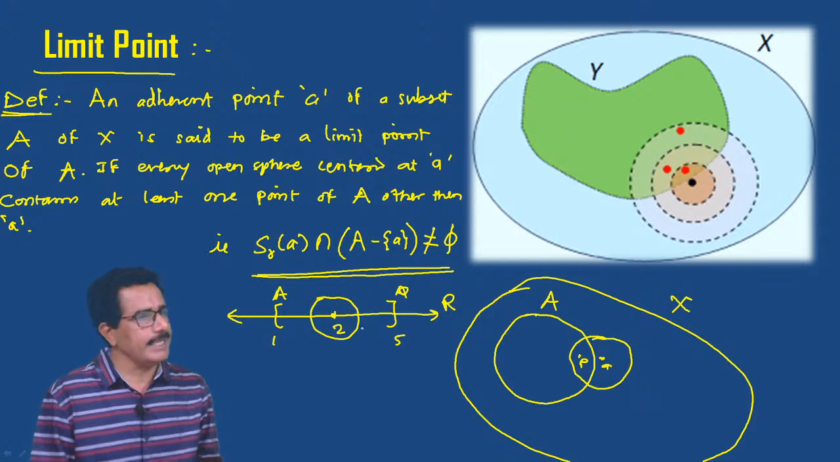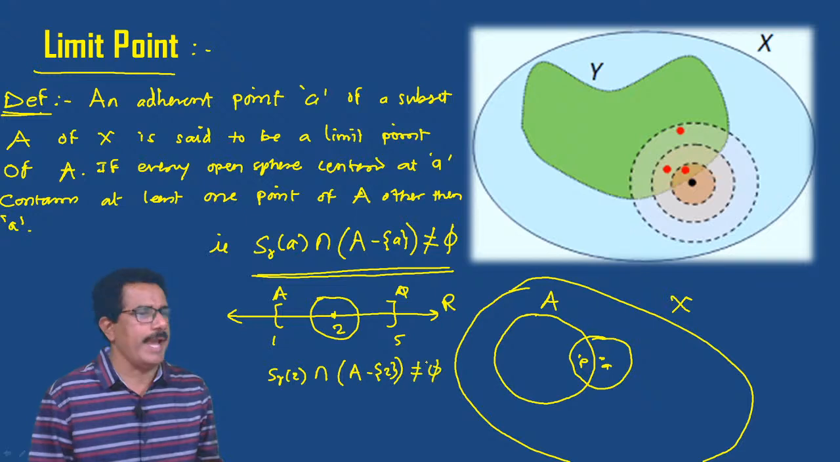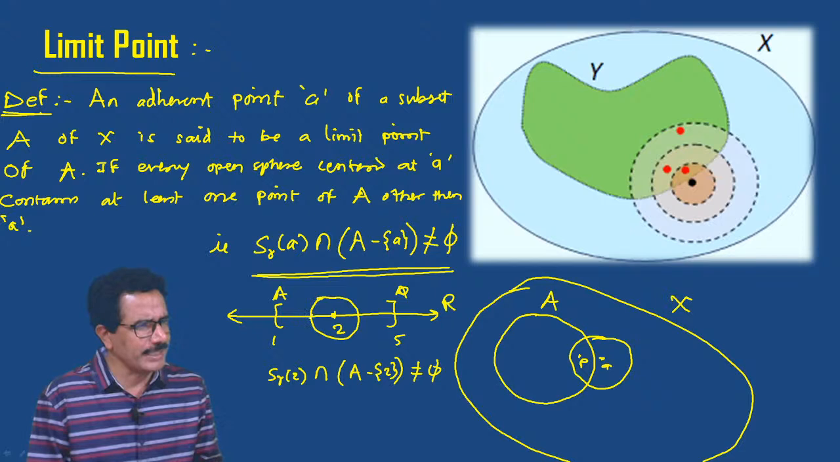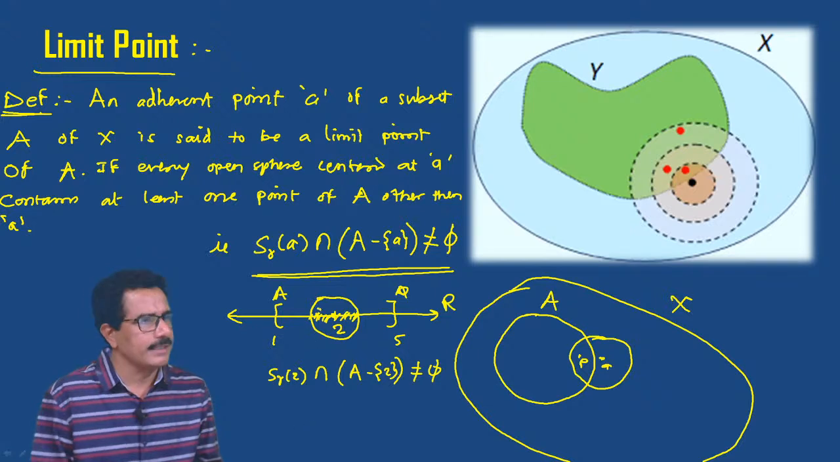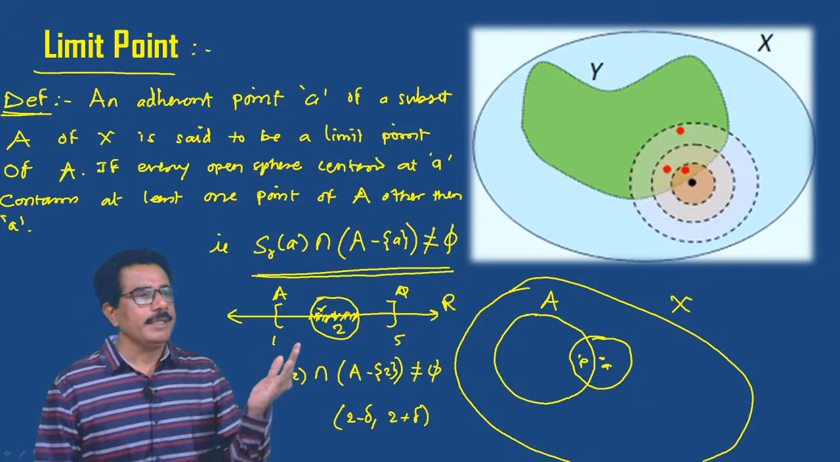If we take an open sphere around 2 in the real line, it means S_r(2) intersection (A minus singleton set {2}) is not equal to phi. Excluding 2, infinitely many points come, and these infinite points lie in it as well. If we consider this delta, then a minus delta to a plus delta, that is 2 minus delta to 2 plus delta. The result is 2 minus delta to 2 plus delta. This is the intersection. Then we can say that this is a limit point, with at least one point.